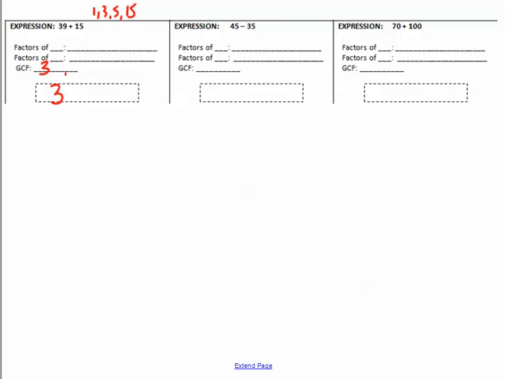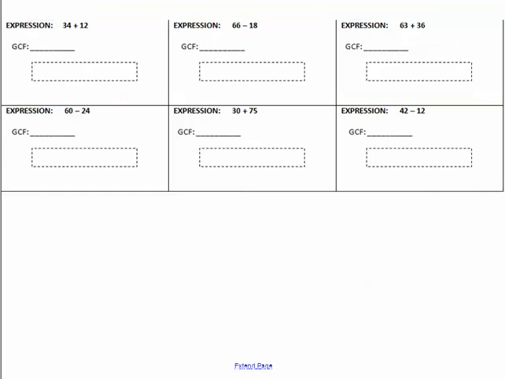So take out 3. 3 times what would give me that 39? That's going to be 13. Keep my sign. And 3 times what would give me 15? That would be 5. All right, go ahead and do these two. Pause the video and come back with your answer. All right, check those answers. All right, you've got 6 more problems here. Pause the video and come back for the answers.